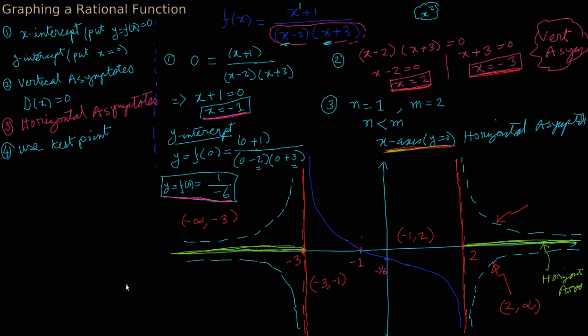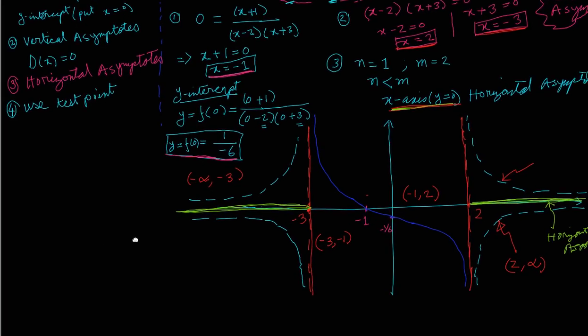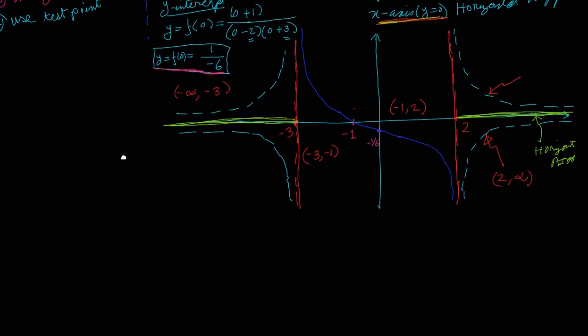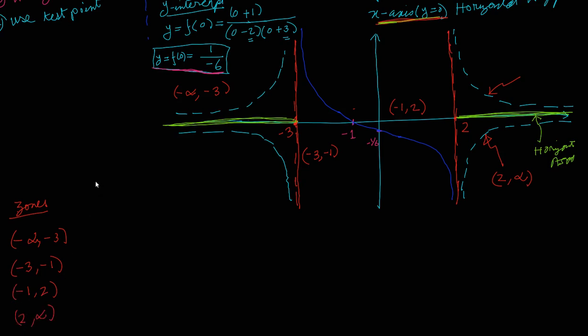Okay, so let me write down these 4 zones here. My zones are negative infinity to negative 3, and then negative 3 to negative 1, and then negative 1 to positive 2, and positive 2 to positive infinity. Okay, so now let's choose some test points.